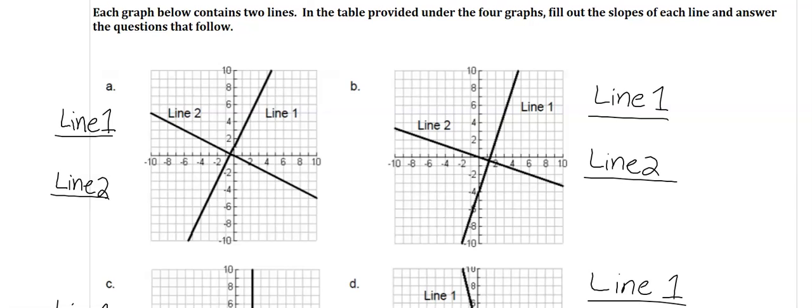So again, I'm going to look at line 1 for our graph A and find two perfect points. I can see a perfect point is at our y-intercept, and we have a perfect point at 3, 7. So if we do rise over run, our rise is 1, 2, 3, 4, 5, 6. And our run is 1, 2, 3. So if we simplify this, 6 over 3 is just equal to 2.